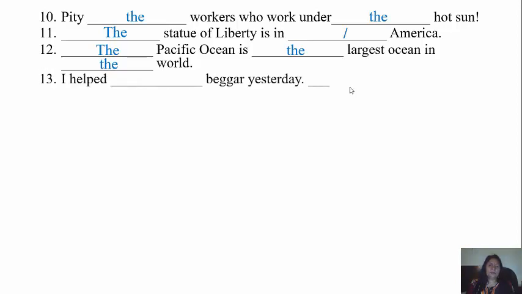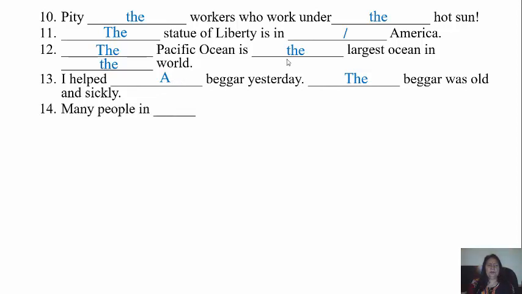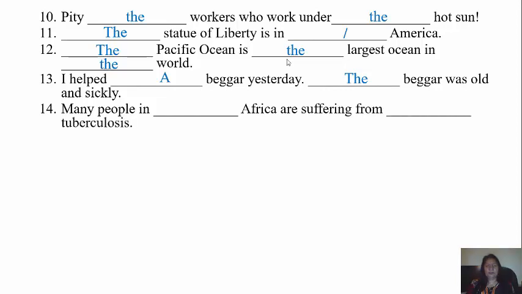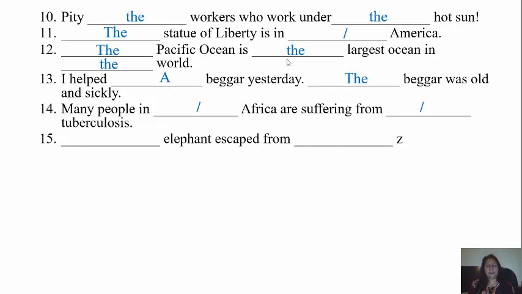I helped whom? A beggar yesterday. So, I helped a beggar yesterday. The beggar was old and sickly. This a should be small. Next, many people in Africa are suffering from tuberculosis. Nothing will come. Next, an elephant escaped from the zoo yesterday.